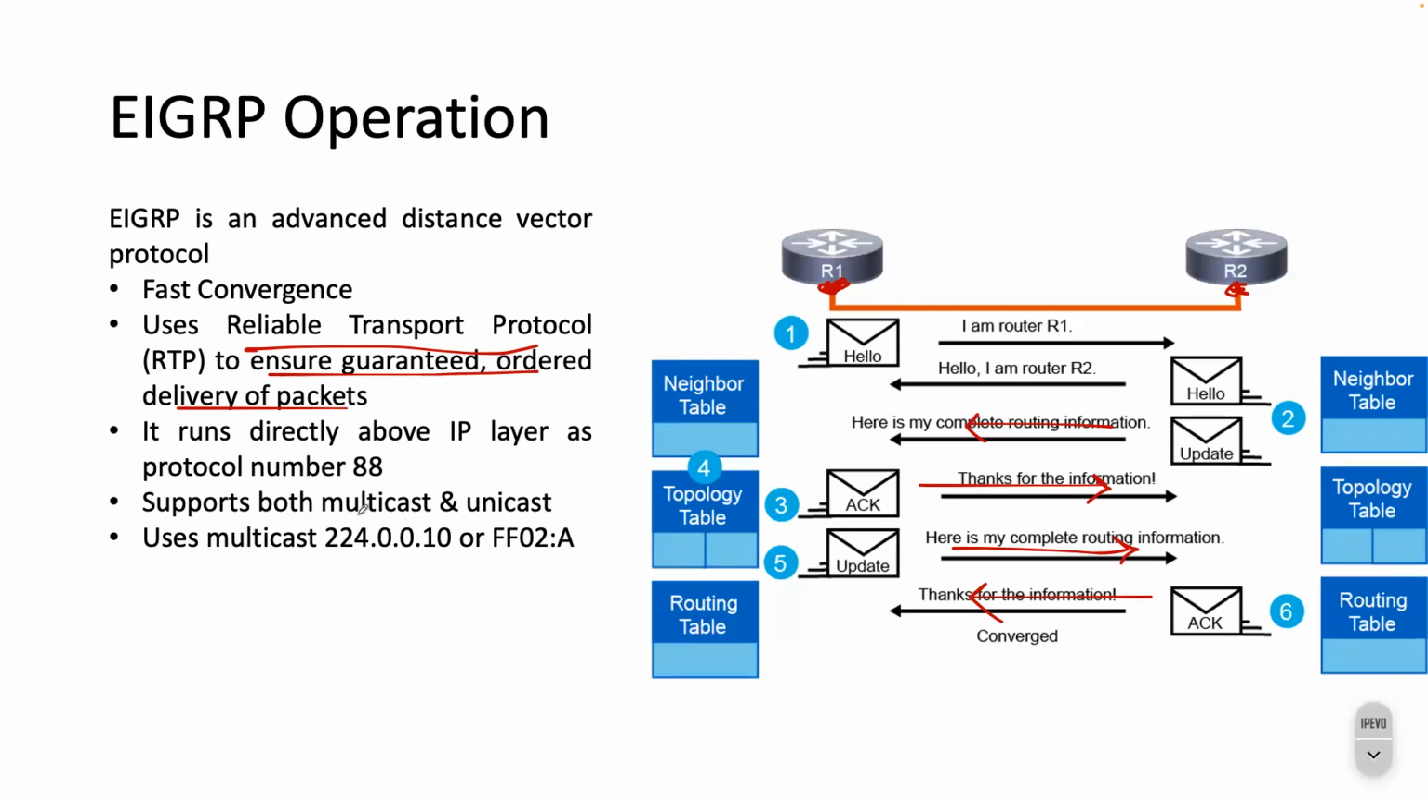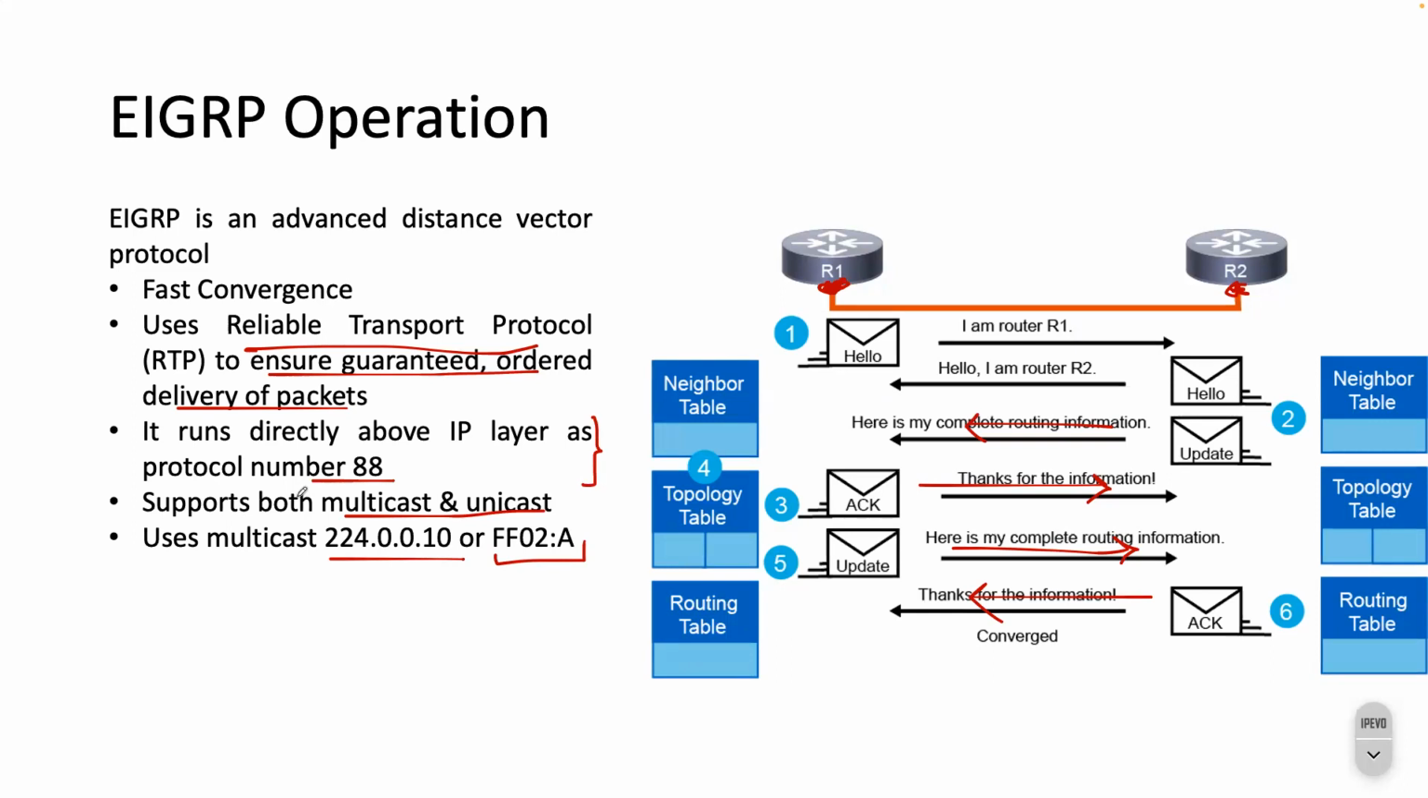EIGRP supports both multicast and unicast for your hello packets and your update packets. Usually, by default, it uses the multicast address 224.0.0.10 for IPv4 communication, and if we are using IPv6, then it will use this multicast address in order to send hellos and update packets. It runs directly above the IP layer using IP transport protocol number 88. We'll see this in the Wireshark output also.